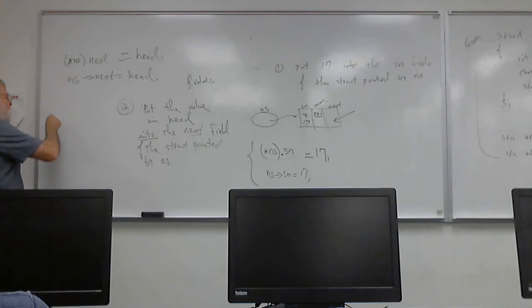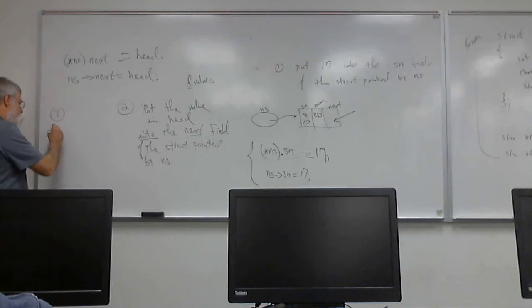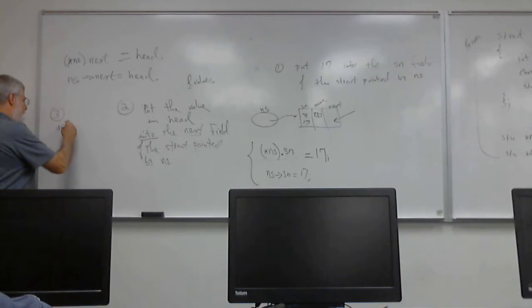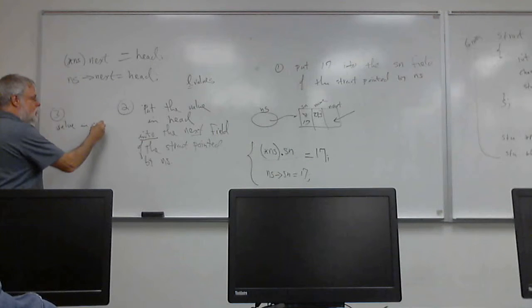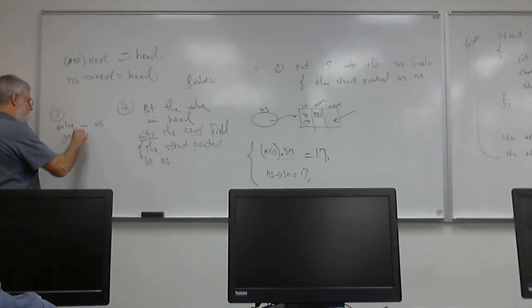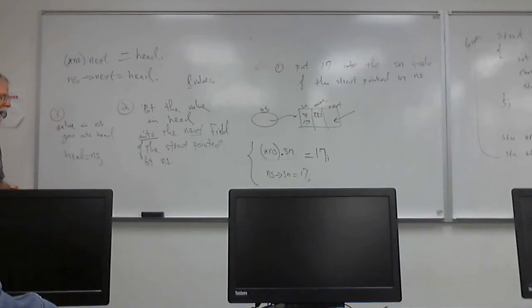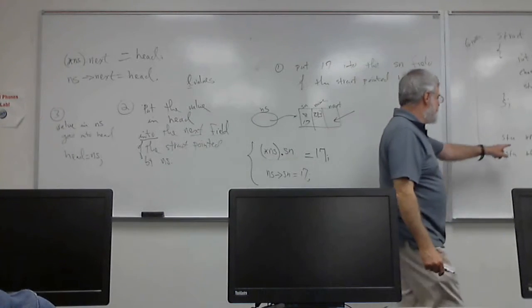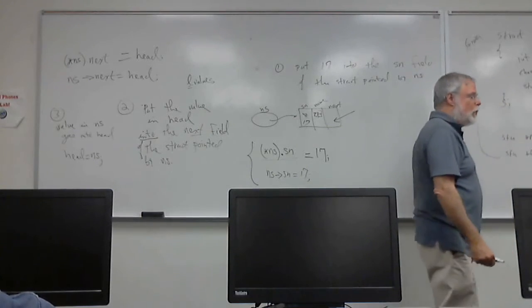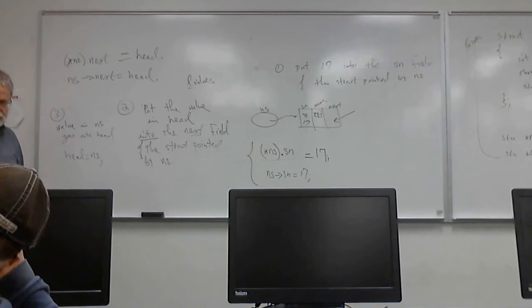And then the third thing was you're supposed to put the value in NS into head. So the value in NS goes into head. That's going to be head equals NS, so no need for asterisk. These two things are the same type of thing. What are they? NS and head are places for addresses. So what's happening here, I'm taking the address in NS and putting it into head.